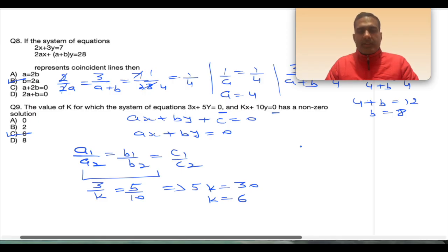So this was the interesting question where we need to visualize, and visualization is a very important thing in geometry and mathematics. If we can visualize, then without doing anything we can get the answer. So this was all for the MCQs from the pair of linear equations. In the next session we will be taking long answer type questions of 2 or 3 marks which can come in the board examination from this chapter, pair of linear equations in 2 variables.